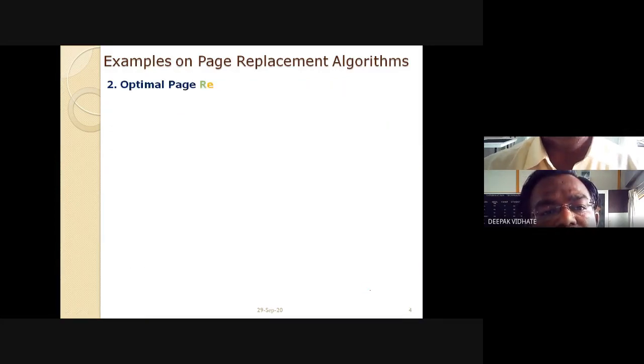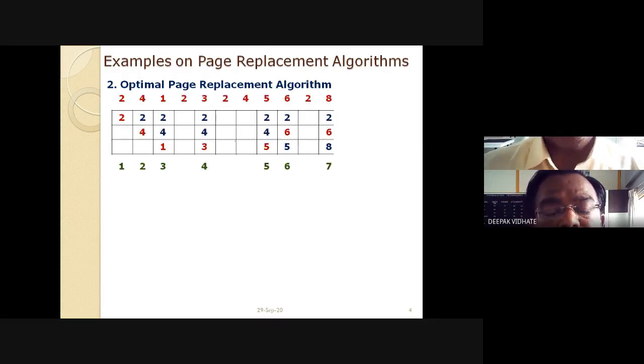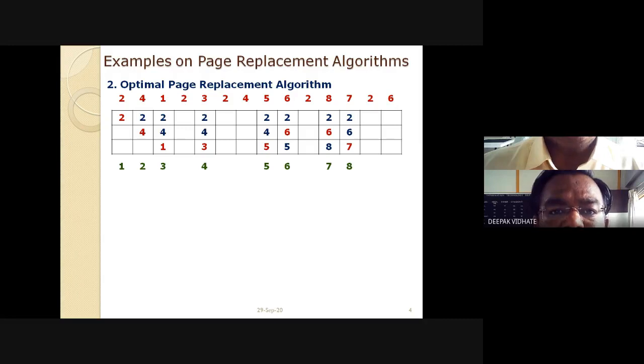The next is the optimal page replacement algorithm. So what is the logic of the optimal page replacement algorithm? In optimal page replacement, we have to look into the future, in the right hand side direction, or the forward direction. The optimal page replacement says that the page that will not be required for the longest duration of time, that is, in the future, that page is not required, means in the right hand side direction we have to see, and that particular page we are going to replace.